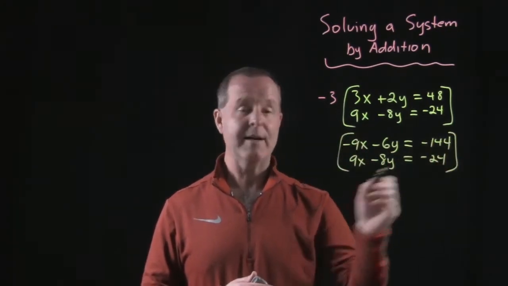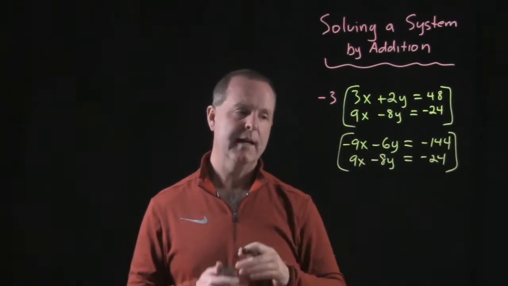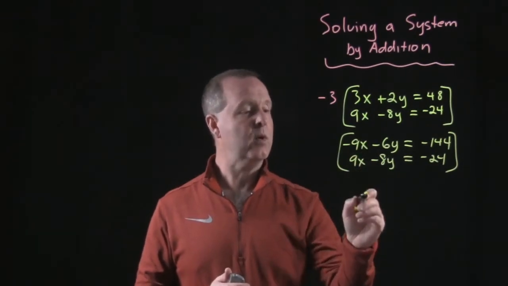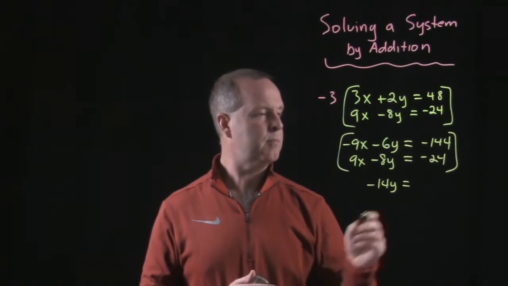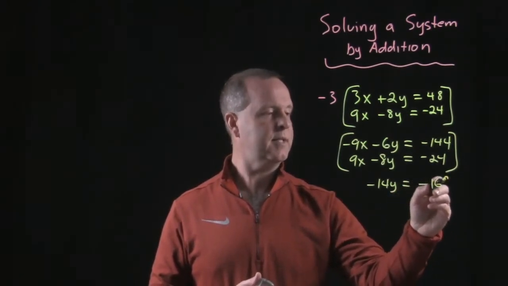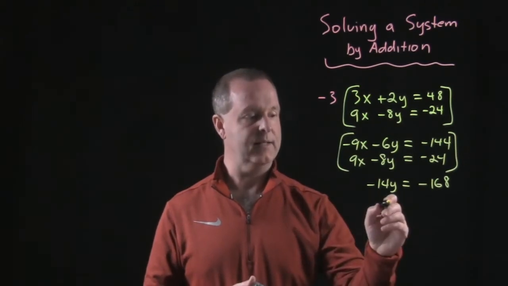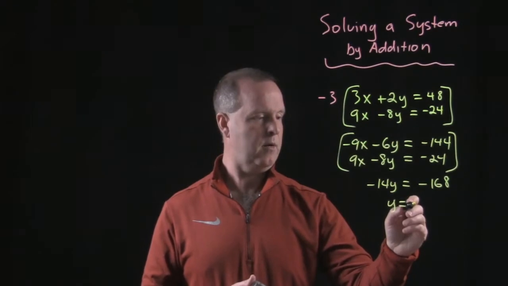So now I've modified my system. It's still a 2 by 2, meaning there are 2 equations and 2 unknowns, and my goal is to get it to a 1 by 1. The x's eliminate in this one, so I have negative 14y equals minus 168. Then divide both sides by negative 14. y equals 12.